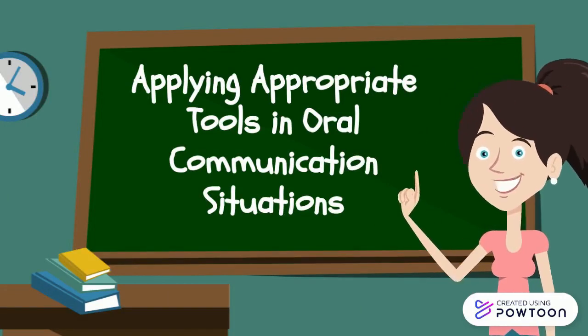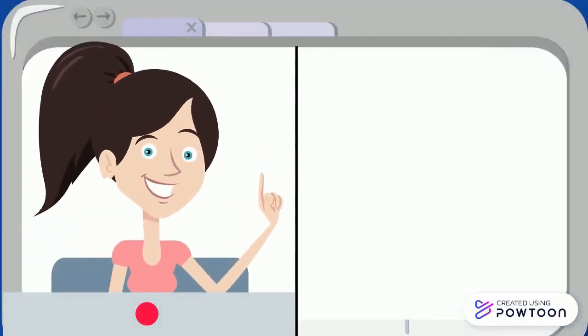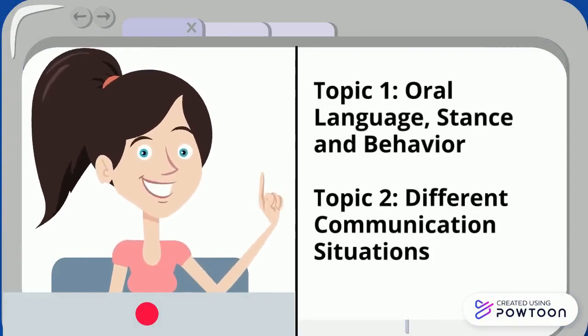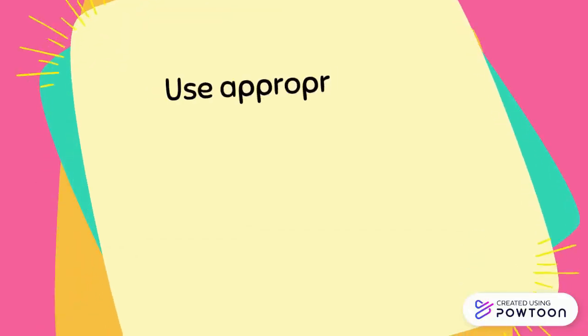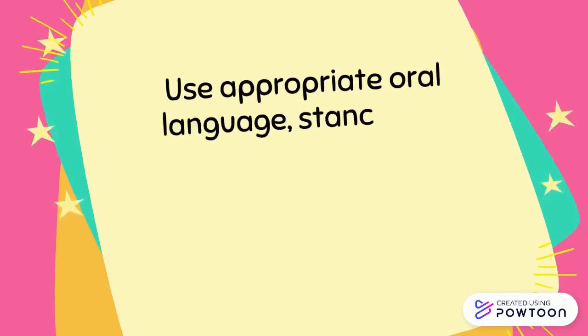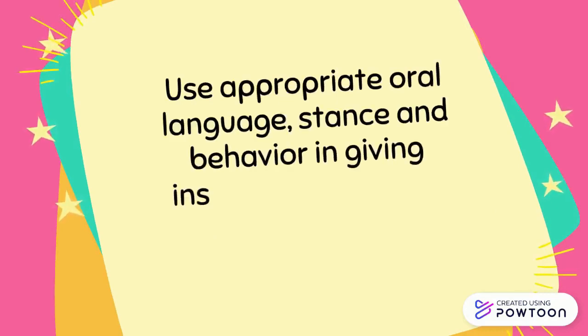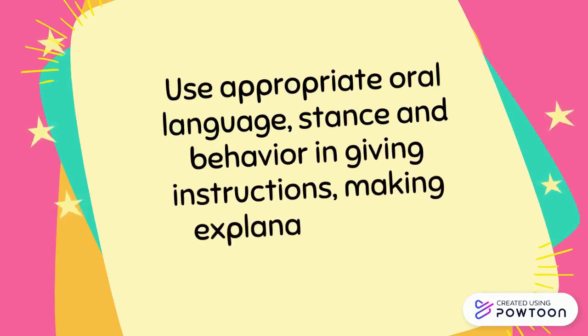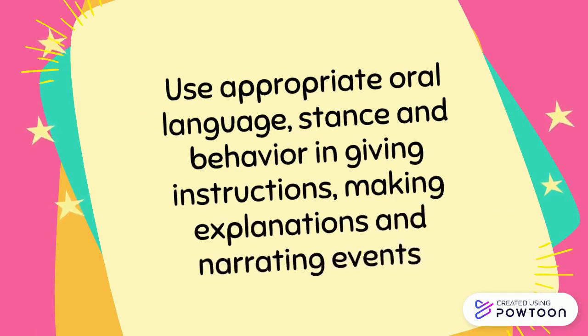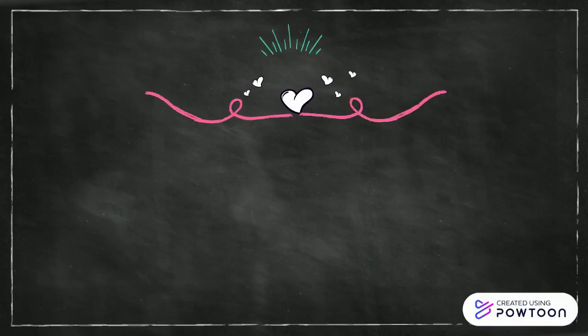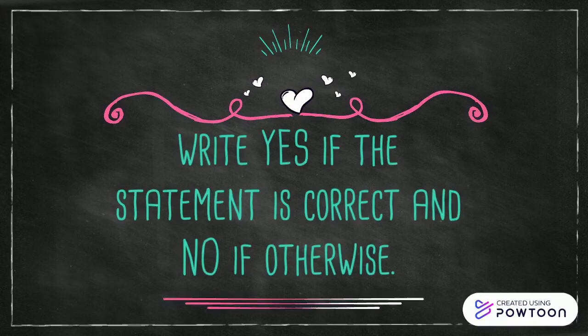This lesson is divided into two topics. The first topic is oral language, stance, and behavior. The following topic is different communication situations. After this lesson, you should be able to use appropriate oral language, stance, and behavior in giving instructions, making explanations, and narrating events.